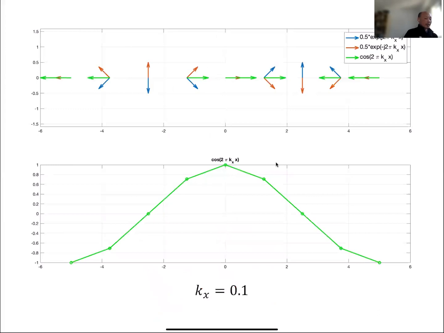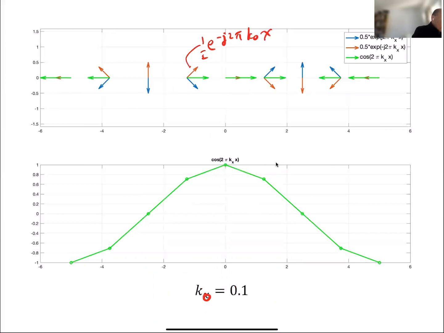So this is essentially what it means. The red arrows are going to represent one half e to the minus j 2 pi k naught x. And in this case, k naught is equal to 0.5, or kx in this case, I guess.